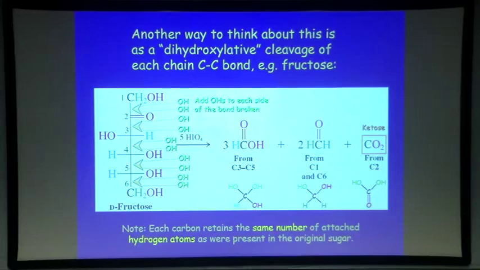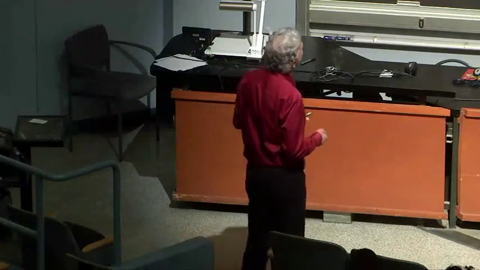It quickly tells you how many carbons there are in a sugar because you just count up the number of moles of the total. And then it tells you if you get CO2, it's a ketose for sure. If there's no CO2, it's an aldose. So it's used in this way.